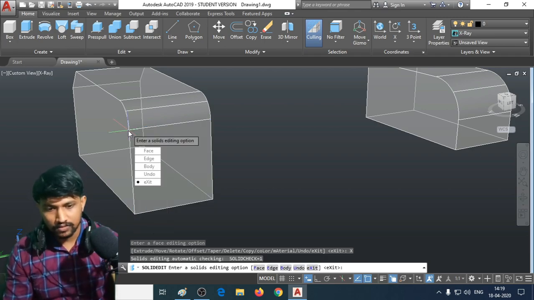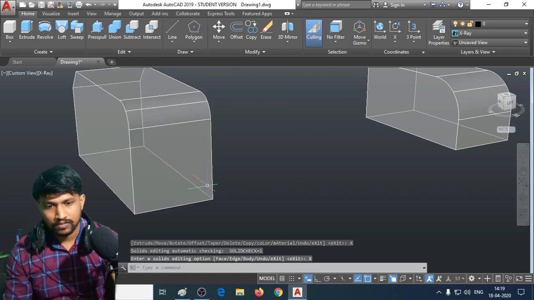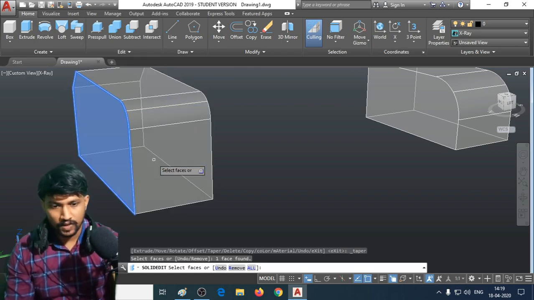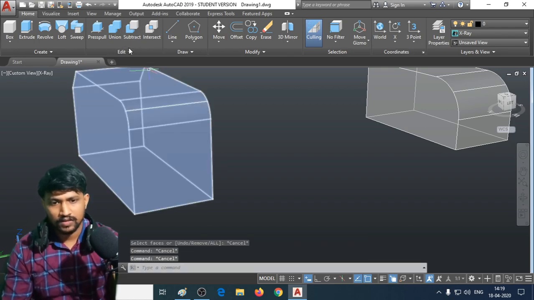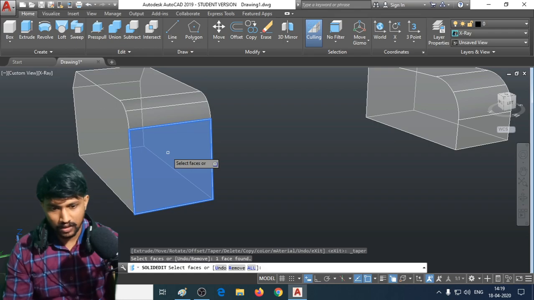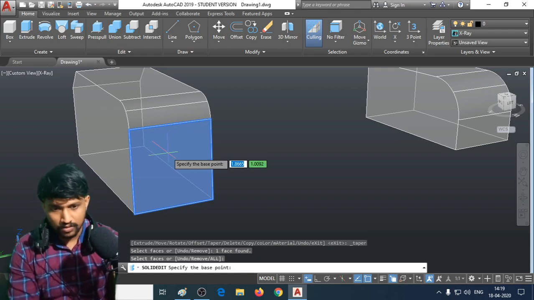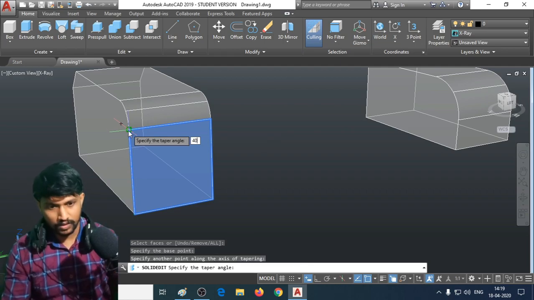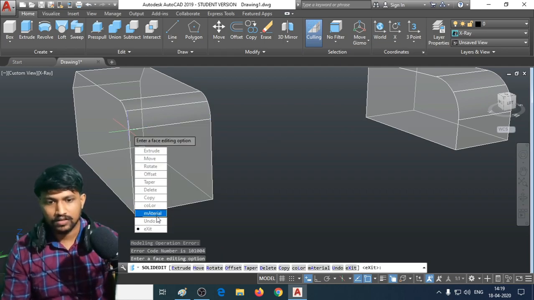Wait, I think it has not taken the taper here. Even though I'm selecting this edge, it is not allowing this one. Okay, base, say 40, press enter.